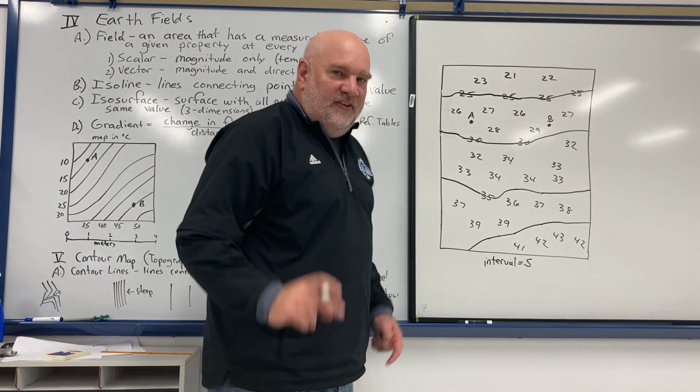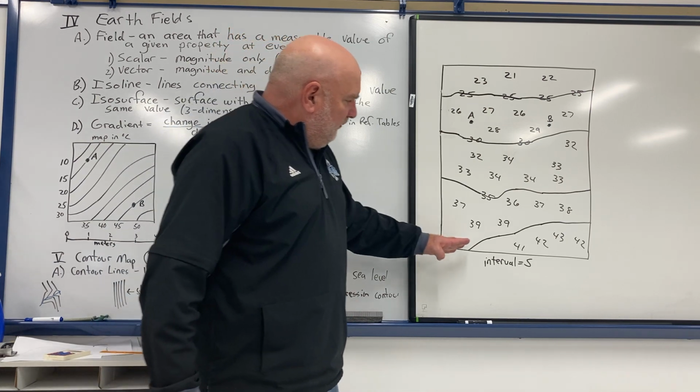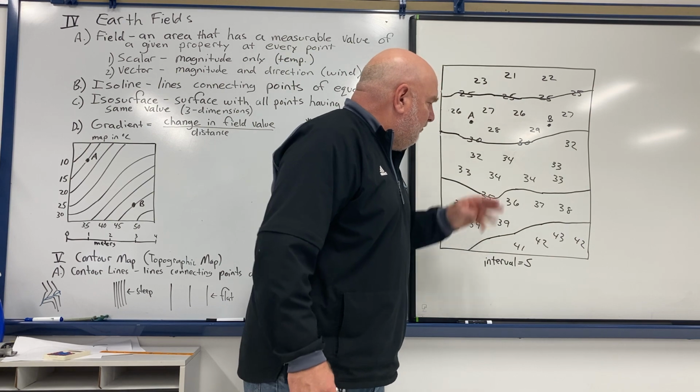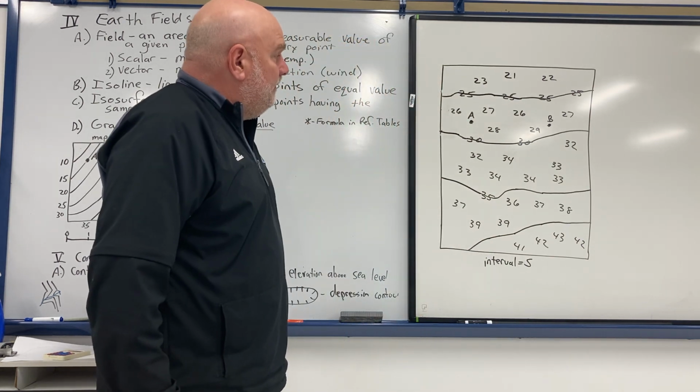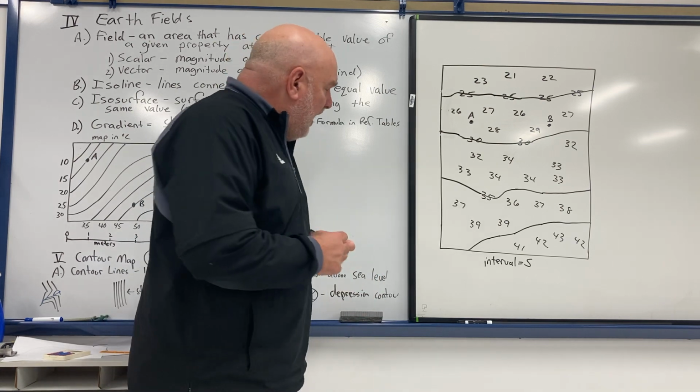So even though I don't see any values on here that are labeled 40, I can still draw my 40 line, because the 40 line is going to separate everything that's greater than 40 from everything less than 40. All right? So that's how you go about drawing isolines on field maps.